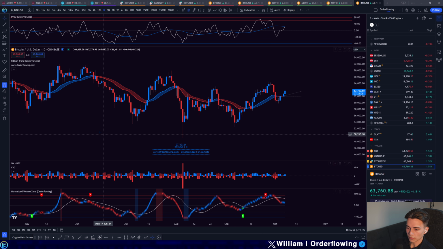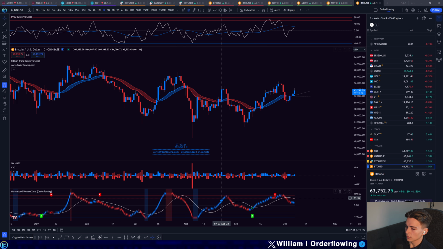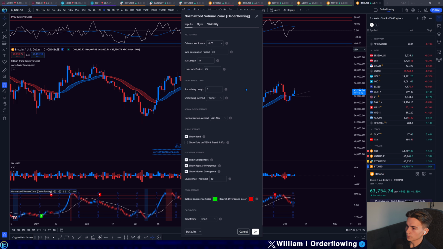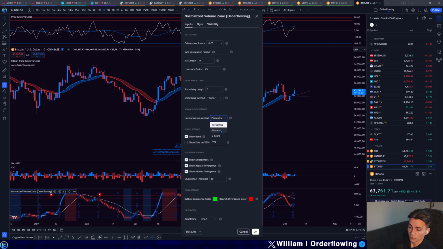Basically, the normalized version normalizes the data to make it smoother, to see the overall trend of the volume. If we go to the settings here, we can choose the calculation source, periods, as well as the smoothing settings. Right now I have the Fourier smoothing type, and the normalization method is min-max. The percentile one is also pretty good. Yeah, let's just put it back to min-max.